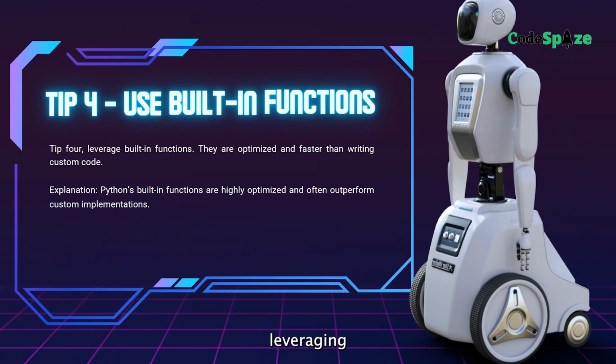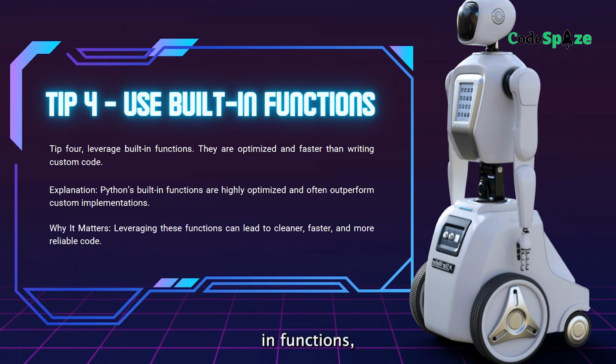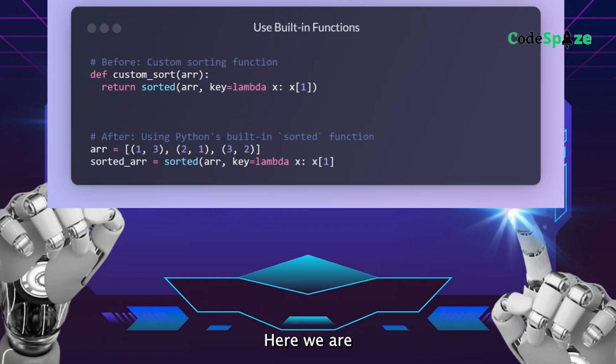Tip 4 is about leveraging Python's built-in functions. Functions like sum, min, max, and sorted are highly optimized and can often outperform custom implementations. By using these built-in functions, you ensure that your code is both efficient and easy to read. It's always a good idea to familiarize yourself with these tools, as they can save you time and effort. Here, we are using the sorted function, which is a Python built-in function.